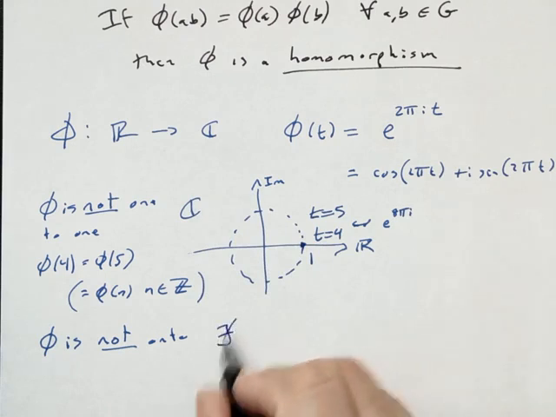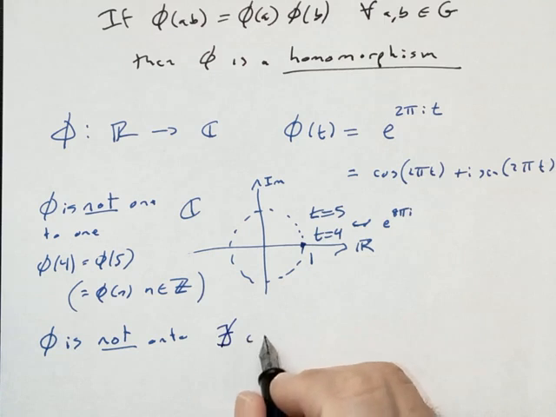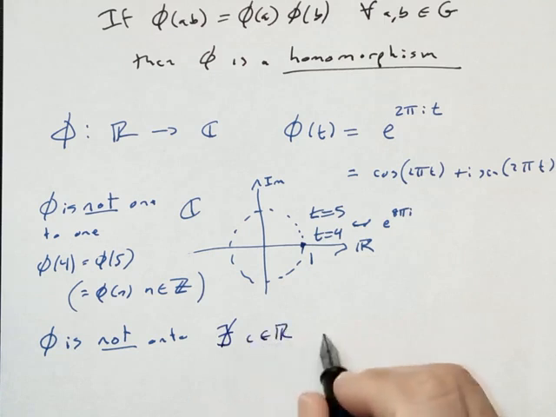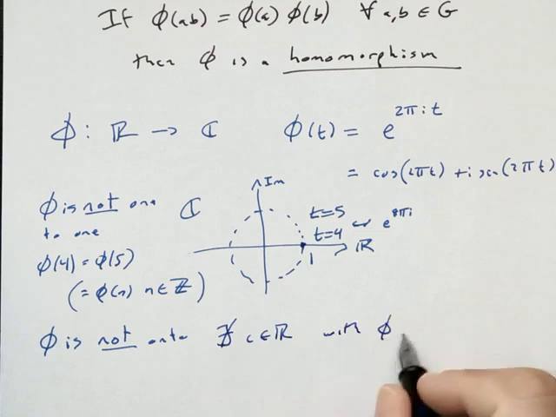There's no c in R with phi of c even just equal to 0.